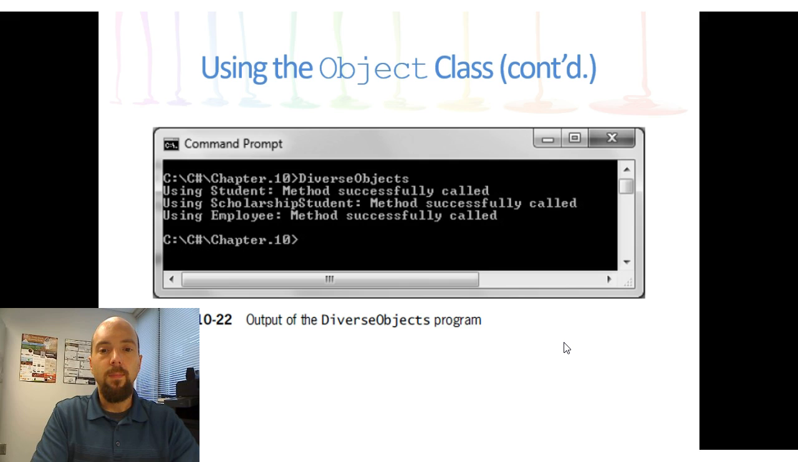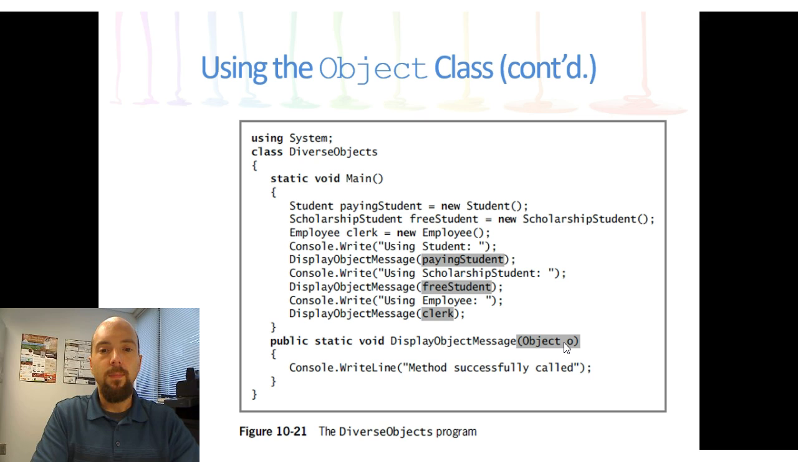Now the question is, why are we just simply stating that it was called successfully? Well, the answer is that a student, a scholarship student, and an employee all have different properties, different attributes, different methods, and different constructors. So I can only do it if I want to play with an attribute with all of them if they all have the same type of attribute, or the same type of method for setting or getting one of those attributes.